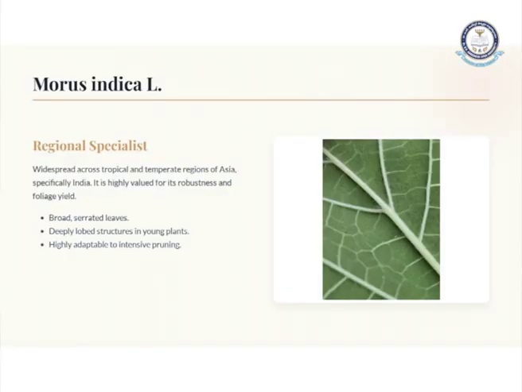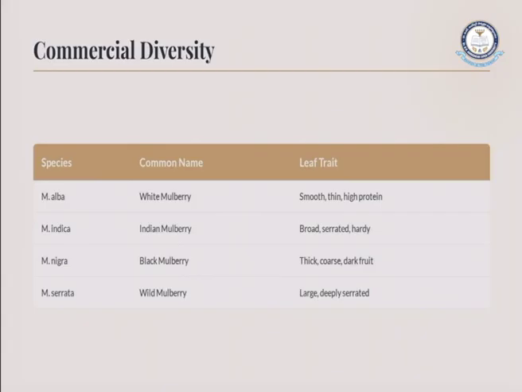The lobes are evident in the younger plants. You can see it is deeply lobed in the young plants that are present. It is highly adaptable for intensive pruning. No matter how intensive the conditions are, this is helpful for the pruning process as well. Thirdly, we see the commercial diversity.